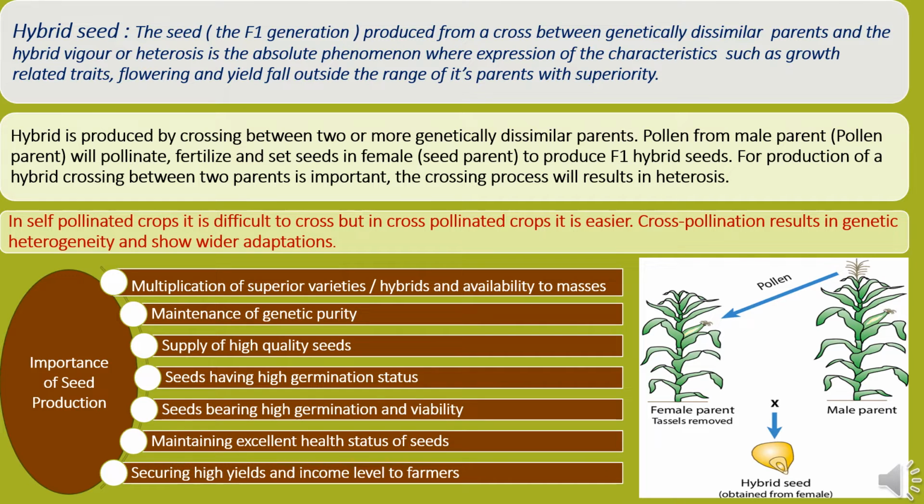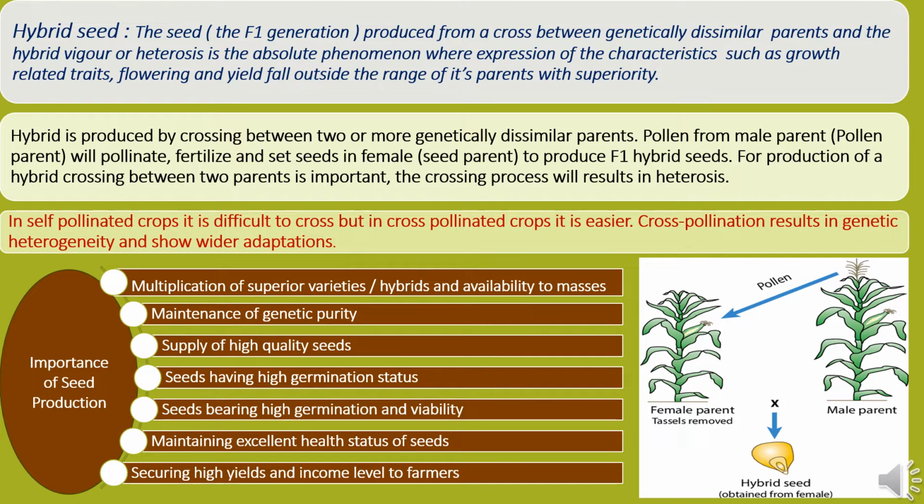And hybrid vigor or heterosis is the phenomenon where expression of characteristics such as growth related traits, flowering and yield fall outside the range of its parents with superiority. So whatever parents we are using, the hybrids will behave with high potential, having high yielding characteristics and vigor and other traits. Hybrid is produced by crossing between two or more genetically dissimilar parents.